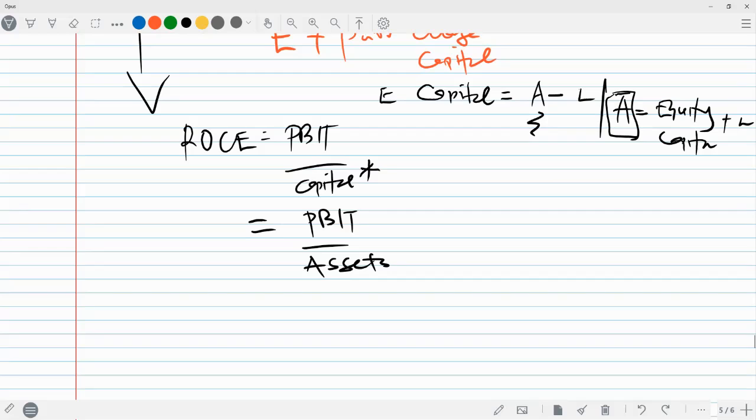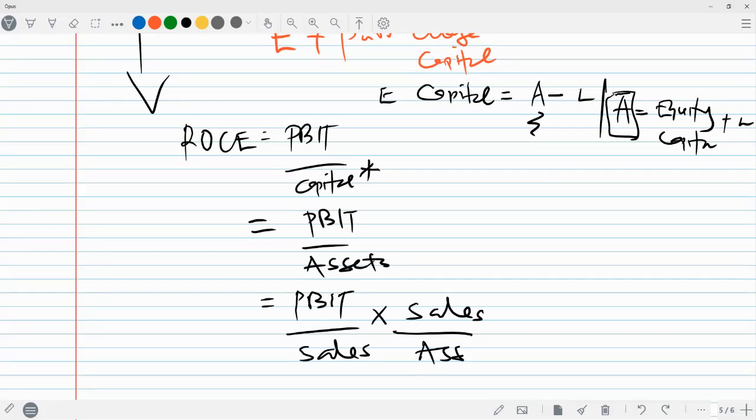Further, if I was to use sales, let me use sales here. I can say the equation can further be profit before interest and tax divided by sales, times sales over assets. Don't forget that these can cancel each other out. We go back to our original equation that return on capital employed is equal to the profit before tax divided by assets. Clear so far?